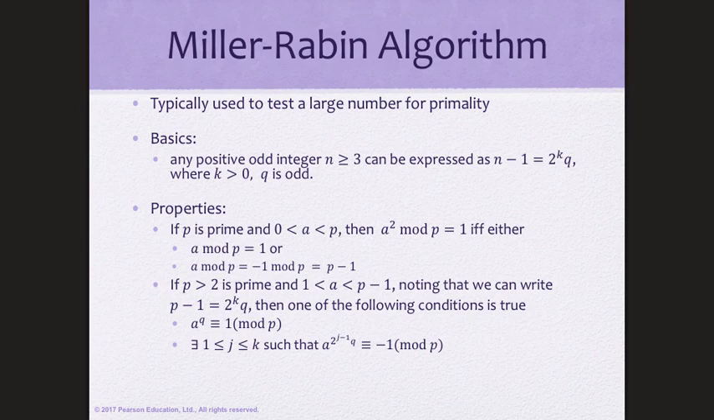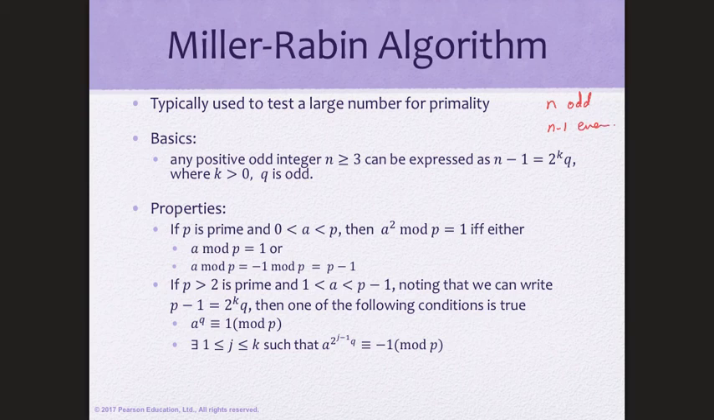Let's start with the first one. For any positive odd integer n, which is greater than or equal to 3, that odd integer can be expressed as the equation n minus 1 is equal to 2 to the power k multiplied by q. Now, where does this come from? I'm not asking you to prove any of the theorems that we have been through, but logically, where does this come from? It's quite intuitive, right? If n is odd, then definitely n minus 1 is going to be an even number, right?